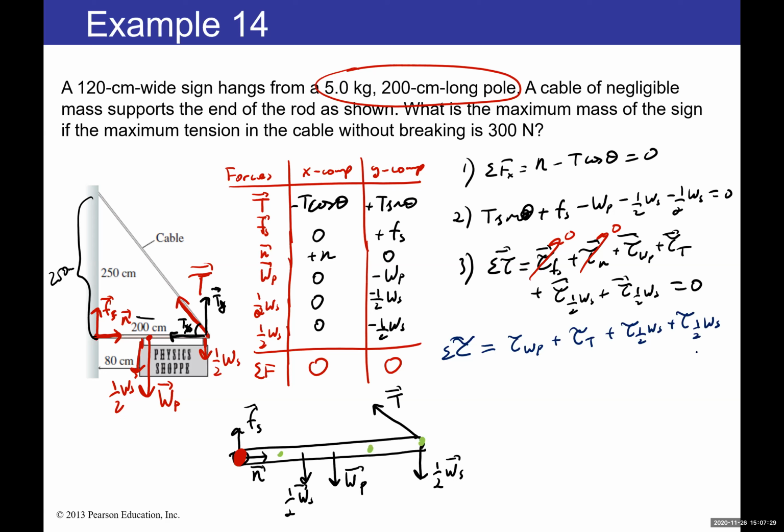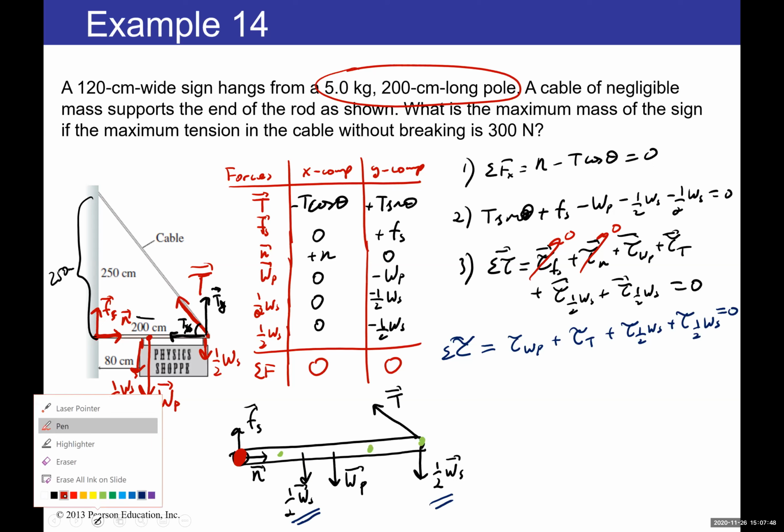Again, I'm not combining them because they give me different torques with respect to the left end, right? Because their R's are different. So this first 1/2 weight of the sign is closer than the second one. So they give me different torques. So that's why I'm not combining them. So then this is equal to 0. And that's what I'm going to do right now.